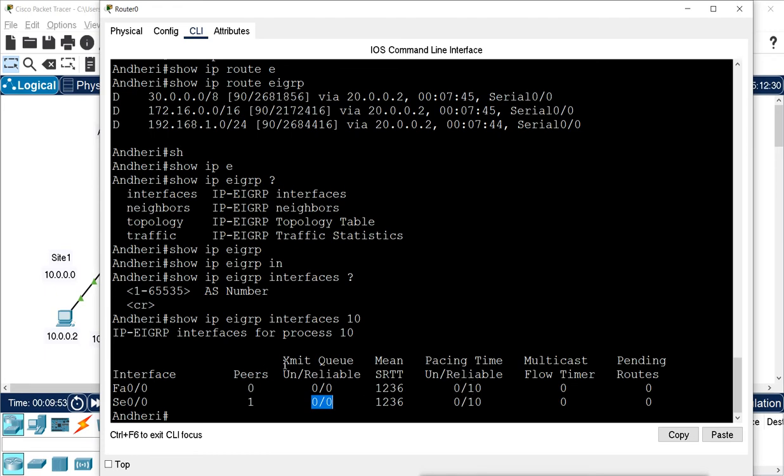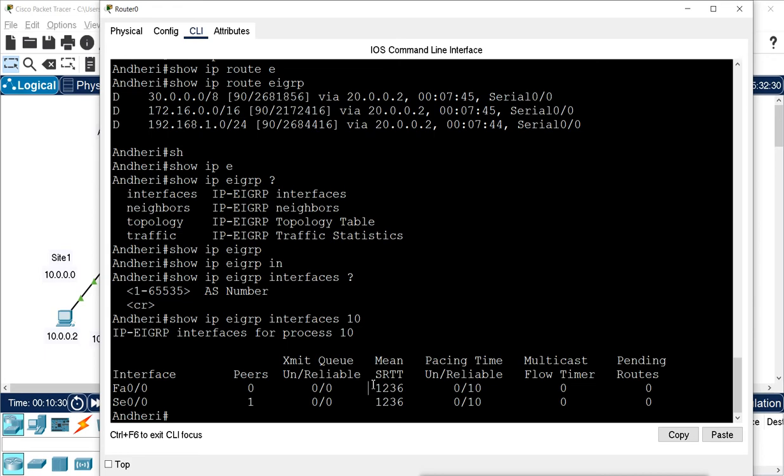This is the transmit queue. That means how many packets are in the queue, and this is the pacing timer, multicast flow timer. Right now our network is not doing anything, nobody is sending or receiving anything, so there are no packets in the queue, and there is no queue timing or all these things. There are no pending routes also. But in a busy network you will see these values there, and it will show you the status of your interface, how the interface is working.